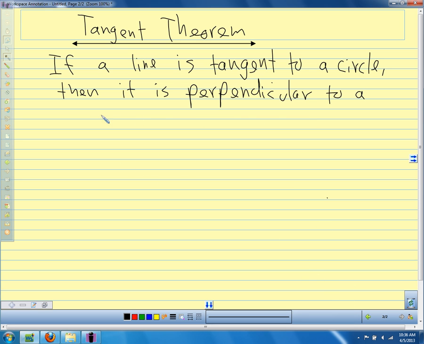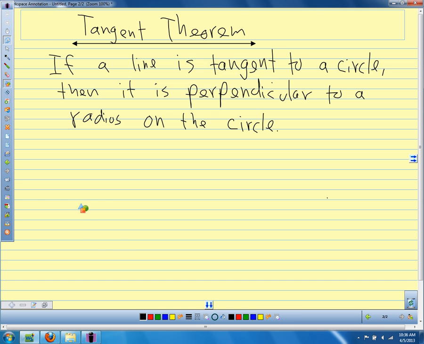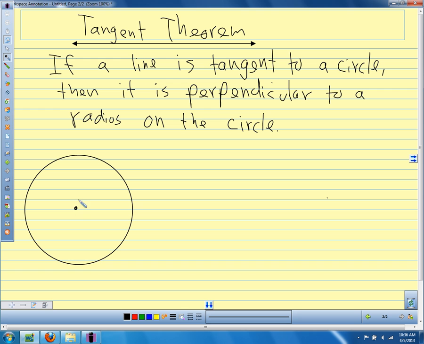All right, then it is perpendicular to a radius on the circle. So the radius and the tangent have to meet in order for this to work. If the line's tangent to the circle, then it's perpendicular to a radius on the circle. So our picture for this is going to look like what we just saw. So there's our circle.